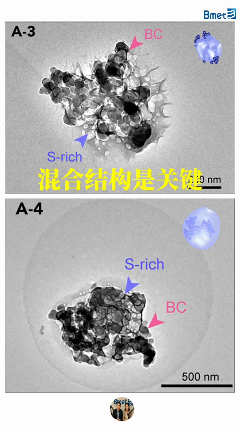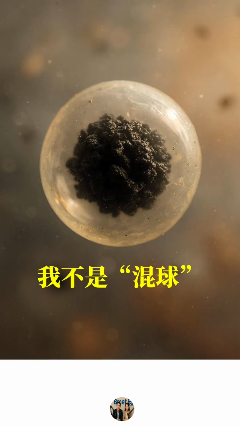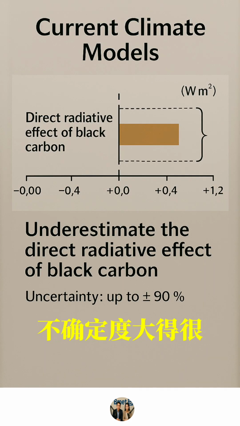Exactly. But most climate models oversimplify it. They assume simple core shell structures or averages. That misses the true diversity of mixing states in the real atmosphere, leading to huge uncertainties. And how exactly do those properties change? Why do past models fail here?